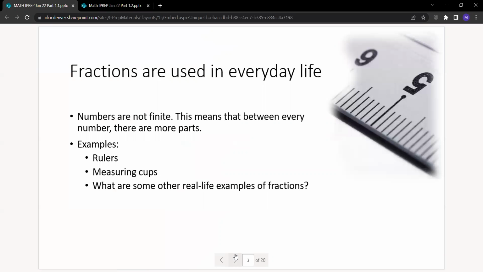In this section, we'll be going over fractions, decimals, percents, and factoring. So first, let's talk about fractions. Numbers are not finite. That means between every number, there are more parts.